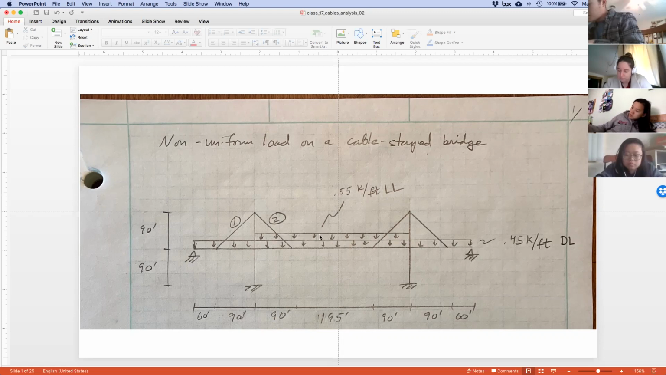And Kara, can you see my cursor as I'm trying to point at things here? Yes. Okay, thanks.